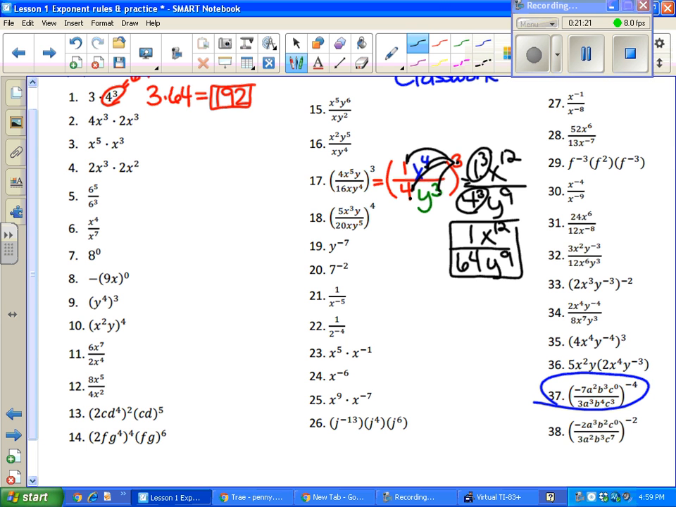You do not have to put the 1 on top. You do not have to do that. If you just say x to the 12th over 12, it is correct. It's understood to be a 1 there.